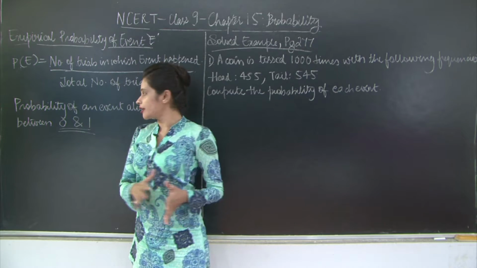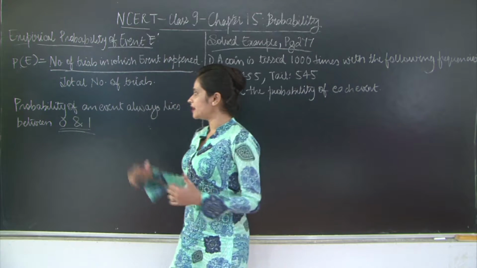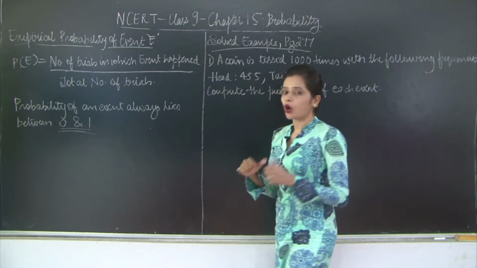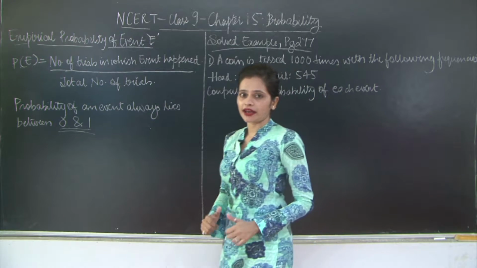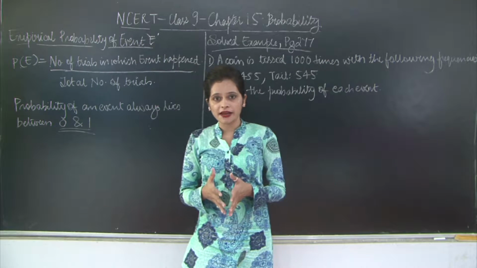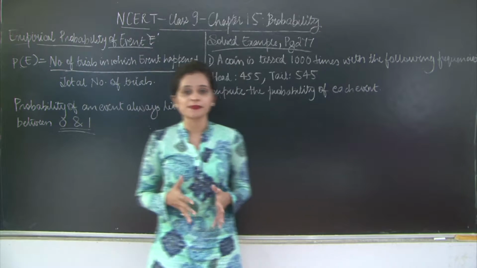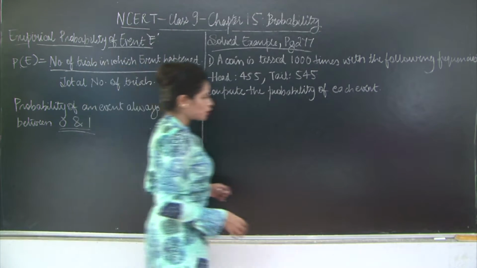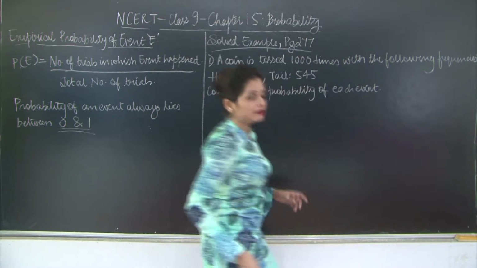Also, just a pointer before I proceed with the solved example, that the probability of an event will always lie between 0 and 1. And if there are a number of events, then when you add up the empirical probabilities, their sum will always be 1. So let's take a look at an example.